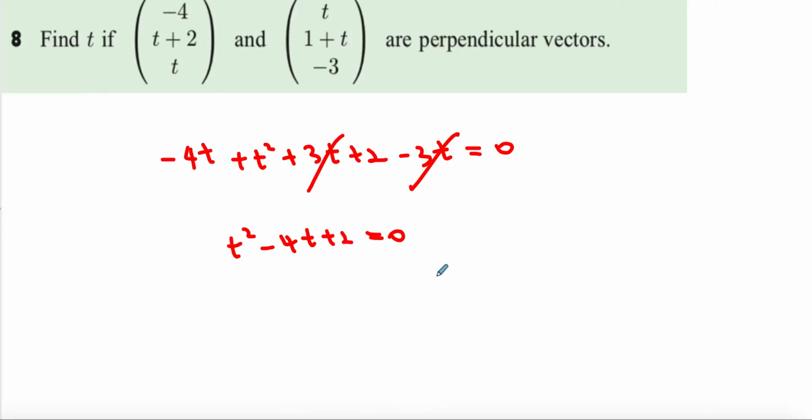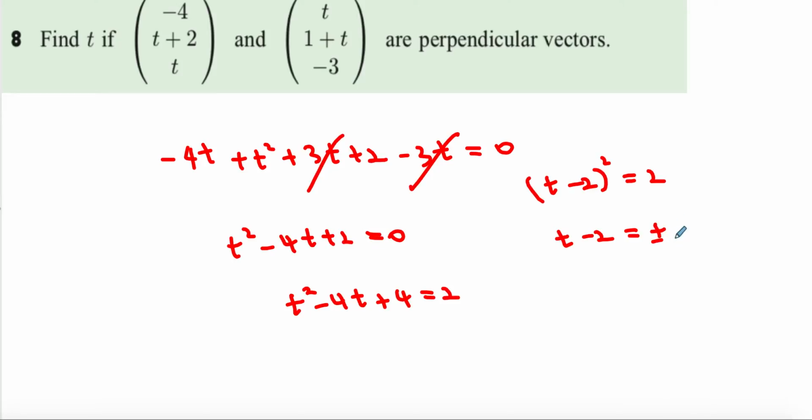Then, of course, I can solve this one by quadratic formula or completing the square. Let me just add 2 to complete the square. t squared minus 4t plus 4 equals 2. Then I get t minus 2 squared is equal to 2, where t minus 2 has to be equal to plus or minus square root of 2, where t then is equal to 2 plus or minus square root of 2. We have two values for t.